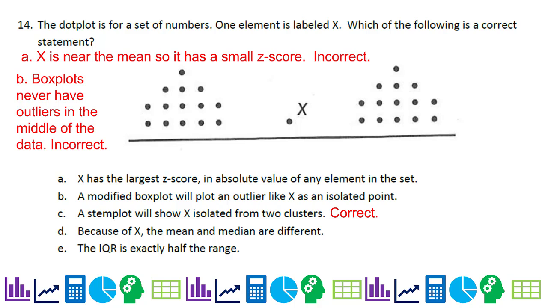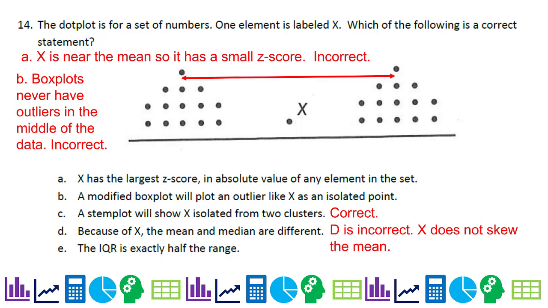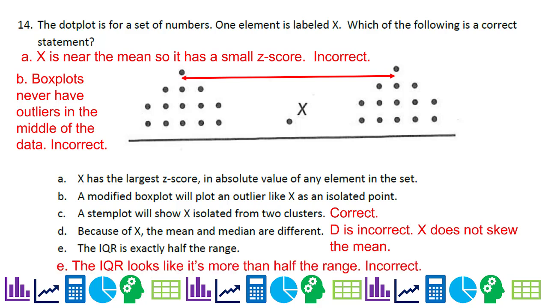D, because of X, the mean and the median are different. Actually, the D is incorrect. X is not skewing the mean. It's not like a high outlier or a low outlier. And then E says the IQR is exactly half the range. Well, IQR is going to cut out the middle 50% of data. So I'm going to say that's roughly the IQR. Could be a little more, a little less. But basically, that's bigger than half the range. So E is incorrect. So the correct answer is C.